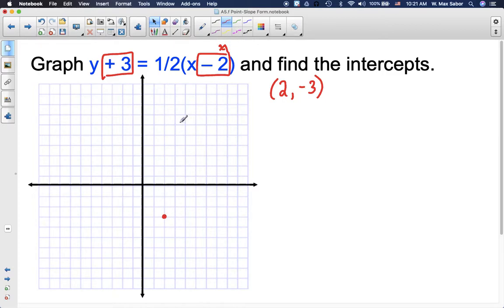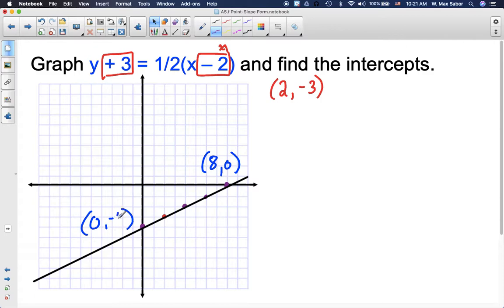And now we use our slope of 1/2, up 1, right 2. Up 1, right 2. Down 1, left 2. And now we can easily graph that line. So that's our line. The intercepts, it would be easy to see them here. Here the intercept is 8, 0. That's the x-intercept, and the y-intercept is 0, negative 4. So that is how we find intercepts.